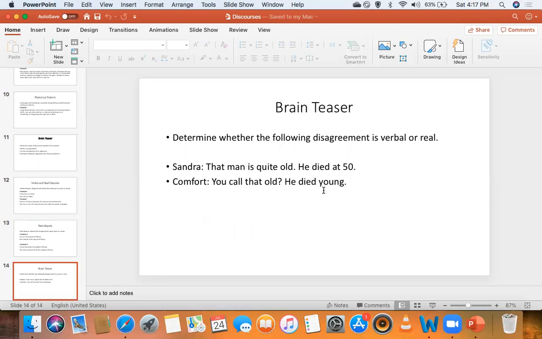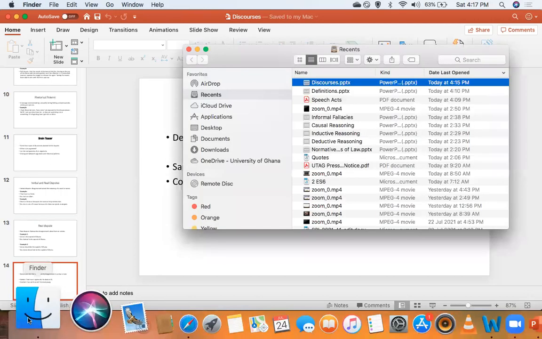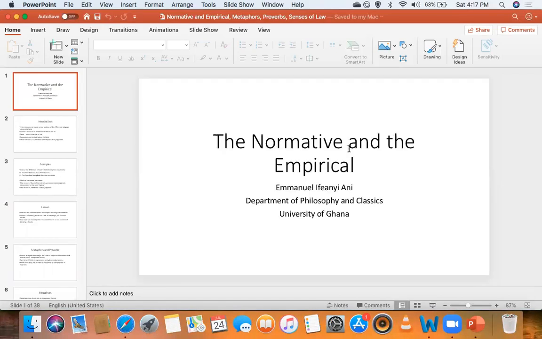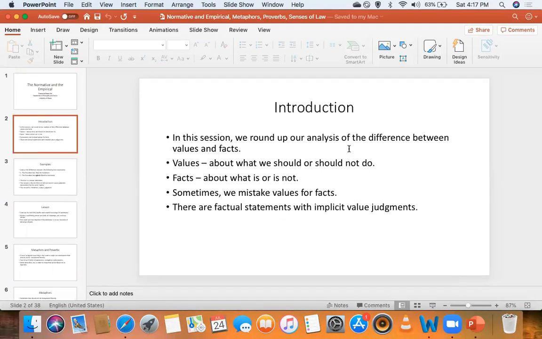on the nominative and the empirical, where we saw metaphors, proverbs, and the six senses of law. So these are our slides on the nominative and the empirical. We started by distinguishing between facts and values. We said values are about what we should or should not do, and that facts are about what is or is not. And we said sometimes we mistake value judgments for factual statements.